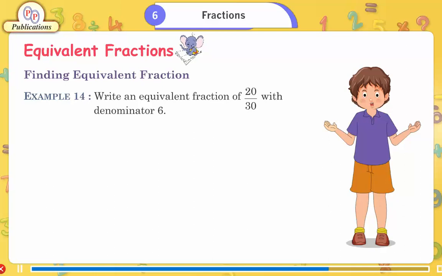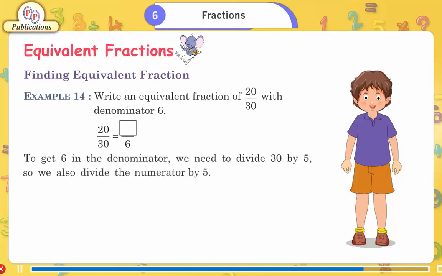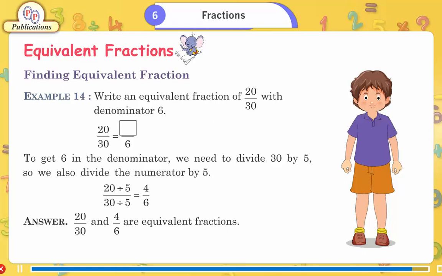Example 14. Write an equivalent fraction of 20/30 with denominator 6. 20/30 is equal to blank/6. To get 6 in the denominator, we need to divide 30 by 5. So we also divide the numerator by 5. (20 ÷ 5)/(30 ÷ 5) is equal to 4/6. Answer: 20/30 and 4/6 are equivalent fractions.